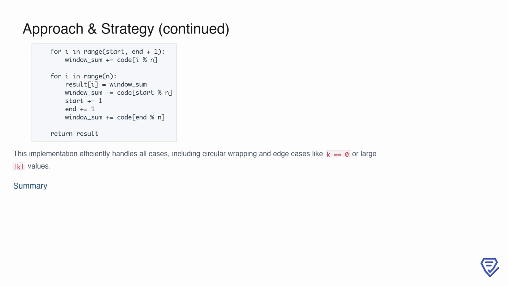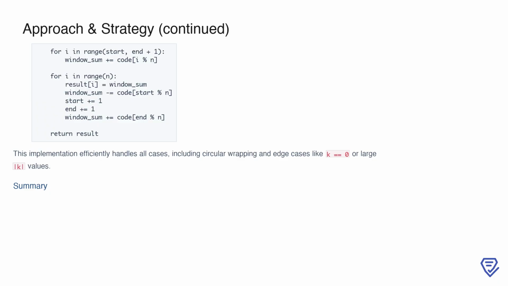Now, let's look at the Python implementation of the sliding window approach. First, we handle the edge case where k is 0 by immediately returning an array of zeros. For other values of k, we initialize a result array and calculate the initial window sum. Depending on whether k is positive or negative, the starting and ending indices of the window are set appropriately, taking care of circular wrapping. Using a loop, we compute the initial sum of k elements.